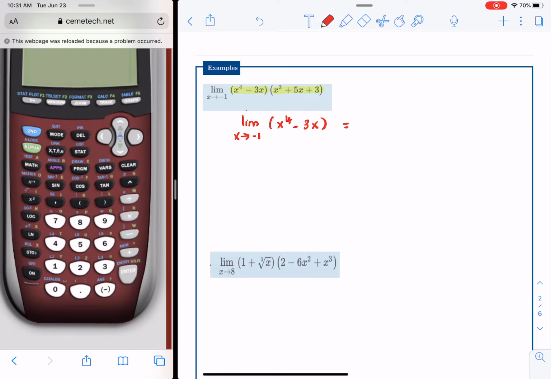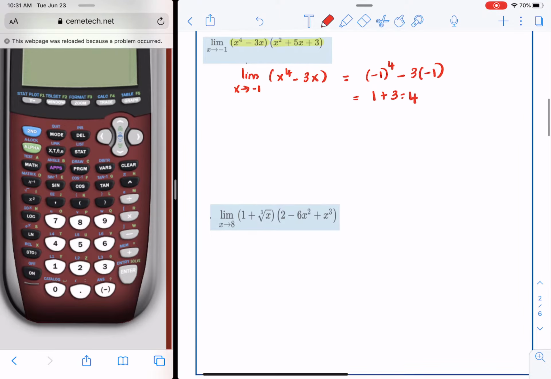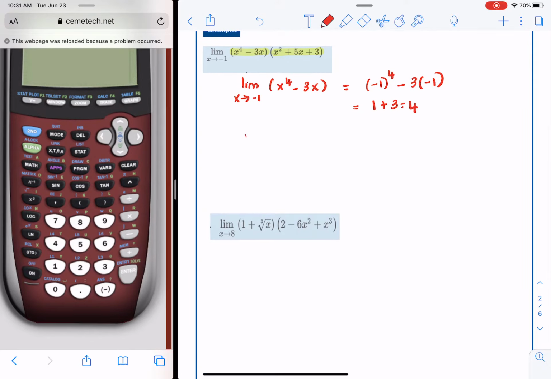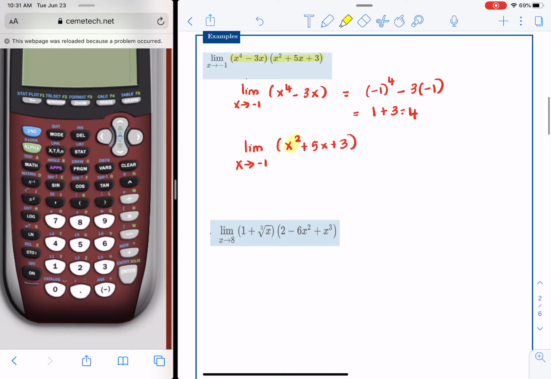Here the limit is x approaches -1, so I could directly say -1 raised to 4 minus 3 times -1, so we have 1 plus 3, we get 4. And the next bit would be x squared plus 5x plus 3. Here we have three individual functions. x squared is a function, 5x is a function, 3 is a function. Add them all together, you get another function.